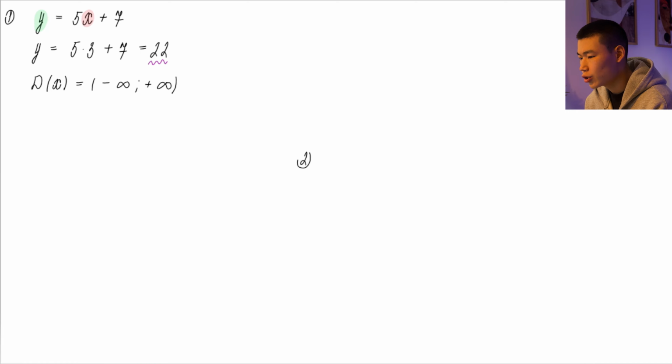It's a rational function. Rational functions are a bit harder, but not by much. Let's consider y equals 3 divided by x minus 2. So here we have a denominator, which is x minus 2. From school, we know that we can't divide any number by 0. And so our denominator cannot be equal to 0. x minus 2 does not equal 0.